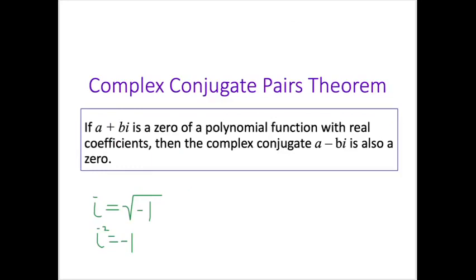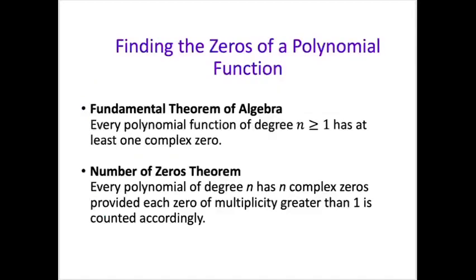So I really hope after this example that you understand a lot more about the complex conjugate pairs theorem, that if you have real coefficients on your polynomial, if you end up with a complex zero with imaginary components, its conjugate must also be present as a zero. Also, the fundamental theorem of algebra, that you're going to have at least one complex zero if the degree of your polynomial is greater than or equal to 1.